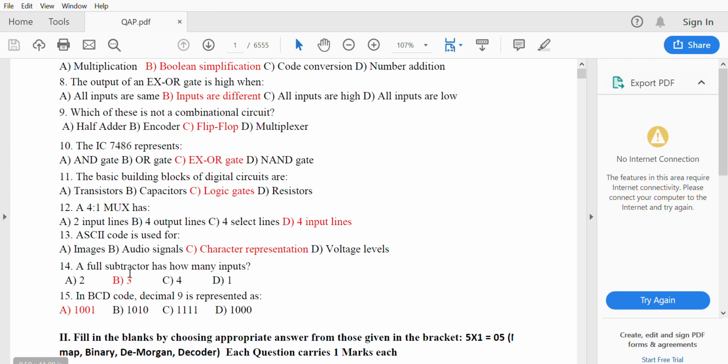In BCD code, decimal 9 is represented as... The numbers 0 to 9 are represented in binary, and that is the decimal. BCD, so 1001 is the correct answer. Remember all these.